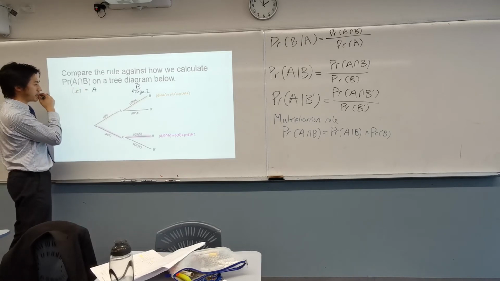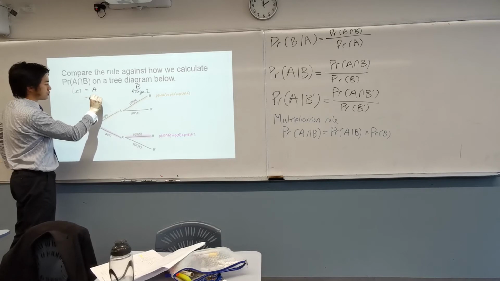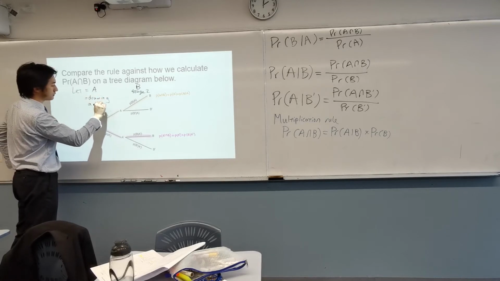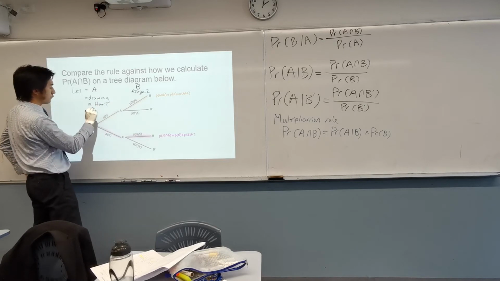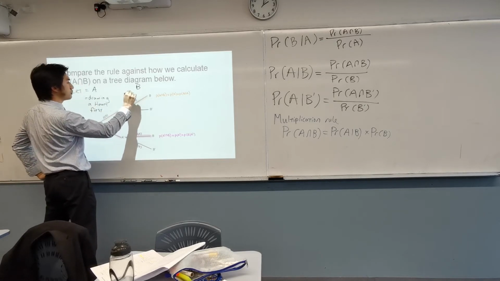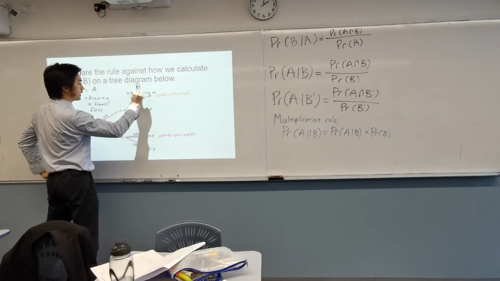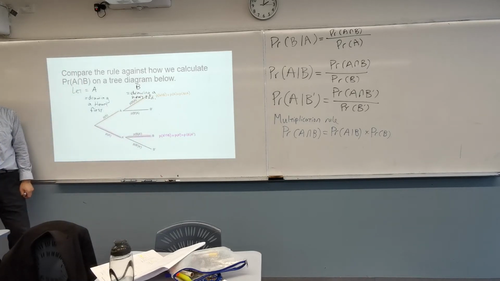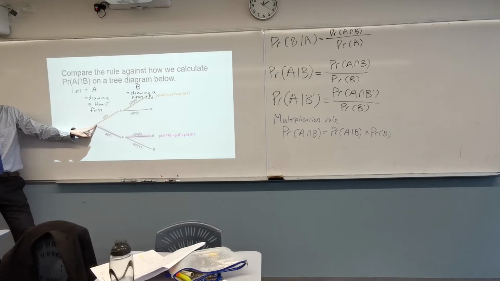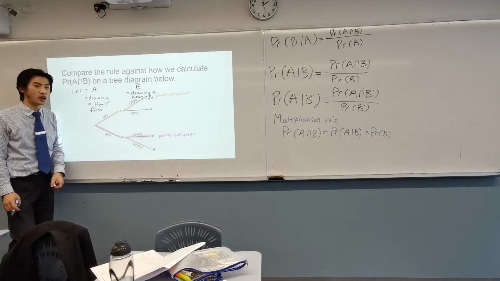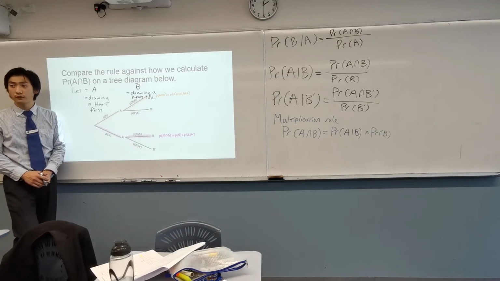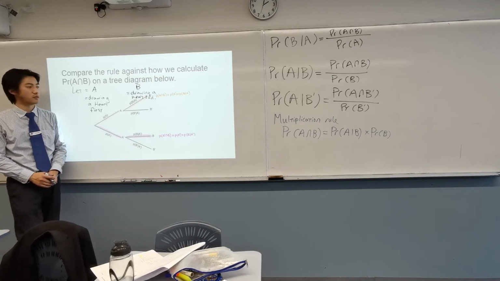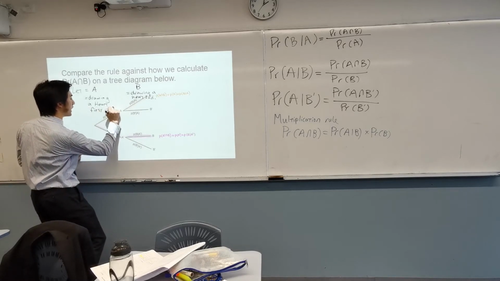Let A be drawing a heart first, and B be drawing a heart second. Okay, the standard deck of cards, 52 cards, and you're drawing 2 cards out. The first branch would be drawing the first card. What's the probability that your first card would be a heart? Any guesses? Out of 52, how many hearts are there? 13, right? So the probability of A is 13 out of 52.